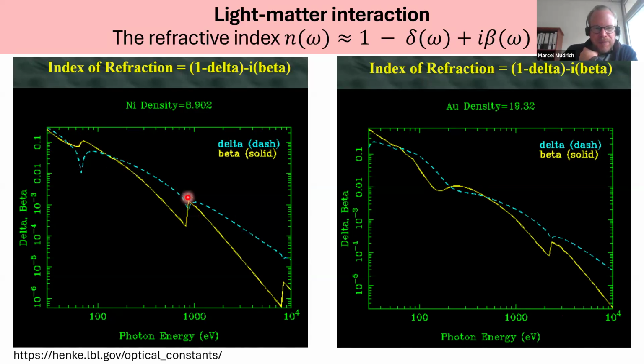That's whenever we hit an inner shell ionization edge, right? So for nickel, the K edge is at almost 10,000 electron volts. In gold, it looks similar. Of course, the edges are at slightly different values.